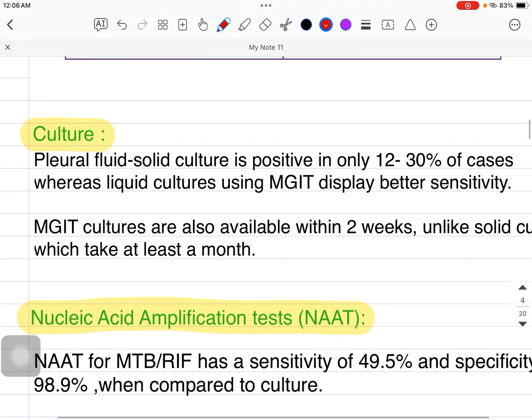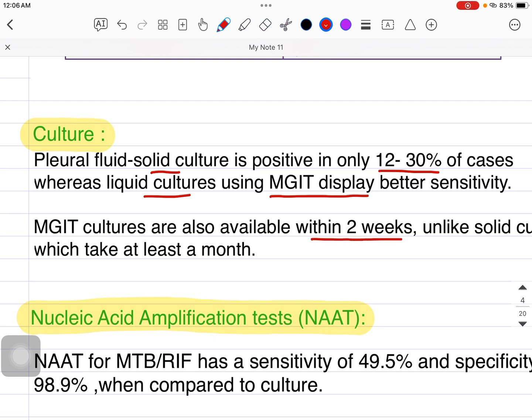So what about the cultures? We'll send the pleural fluid cultures. Solid culture is positive in only about 12 to 30% of the cases, whereas liquid cultures using the MGIT, Mycobacterium Growth Indicator Tube, display better sensitivity. So liquid culture has better sensitivity as compared to solid culture, that is the take-home point from here. And MGIT cultures are also available more quickly as compared to the solid cultures.